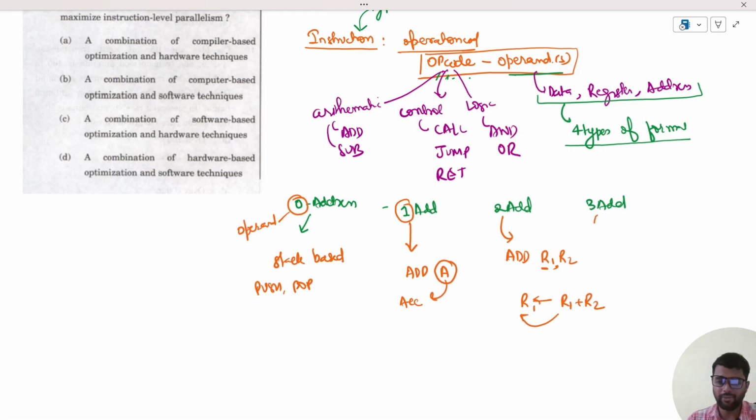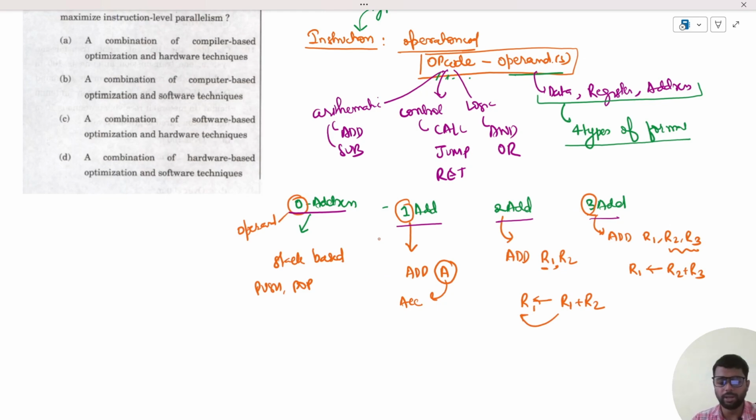Then we have the three address. In the three address instruction format, we may have add R1, R2, R3. Here we are adding the values of R2 and R3 and storing the result in R1. So these are the different types of instruction format, and this depends upon the type of architecture you are using. There could be four types: zero address, one address, two address, three address, where 0, 1, 2, 3 represent how many operands you are using.